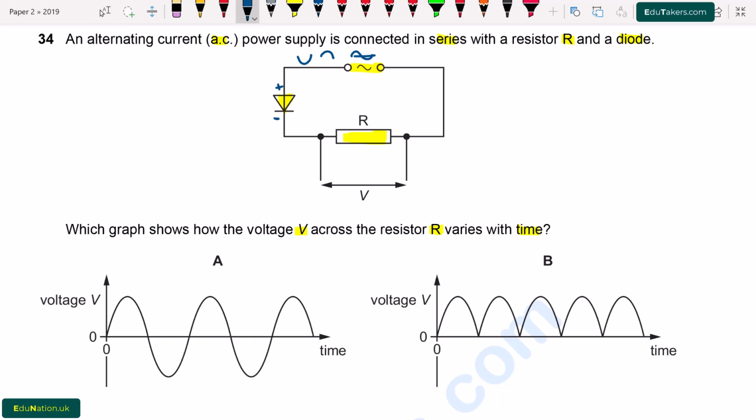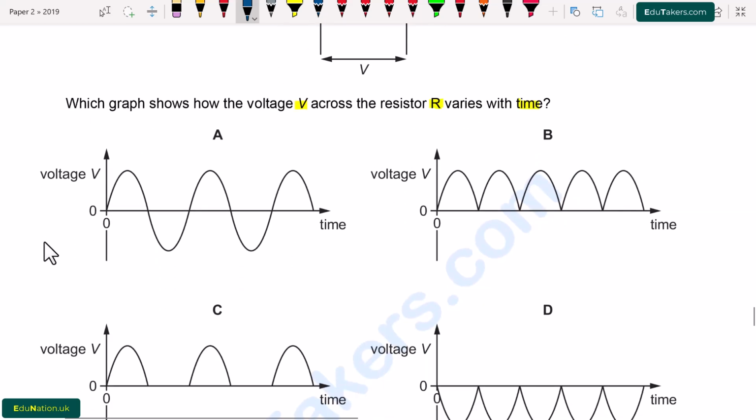Now we see the options. Option A, here we can see that there is a complete sinusoidal wave. When half of the cycle passes, again the sinusoidal wave is shown. So option A is incorrect. Now we see option B. This wave shows that the voltage is passing again and again. There is no blockage of current when the diode is reverse bias. Because when the diode is reverse bias, there is no current passing through the circuit. There is a straight line like this. So this is also incorrect.